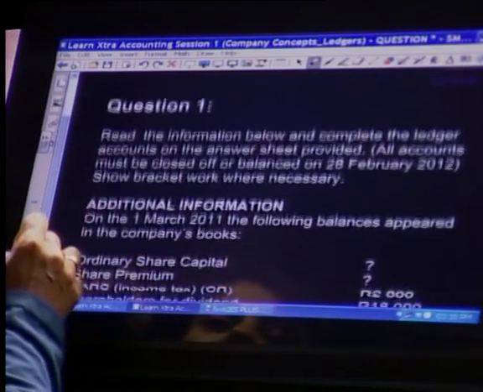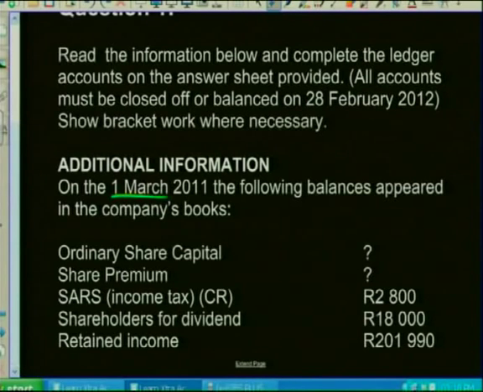You've got additional information on the 1st of March 2011, in other words, at the beginning of the year, the following balances appeared in the company's books. So we've got ordinary share capital, a question mark, so they're not giving us the amount. Share premium, also a question mark. We've got a balance for SARS income tax, a credit balance, meaning that SARS is obviously a liability. The company is owing the receiver 2,800 Rand from the previous year. We've got shareholders for dividends, 18,000, another liability. The company is owing shareholders 18,000 from the previous year. And then we've got retained income, an amount of 201,990 Rand.